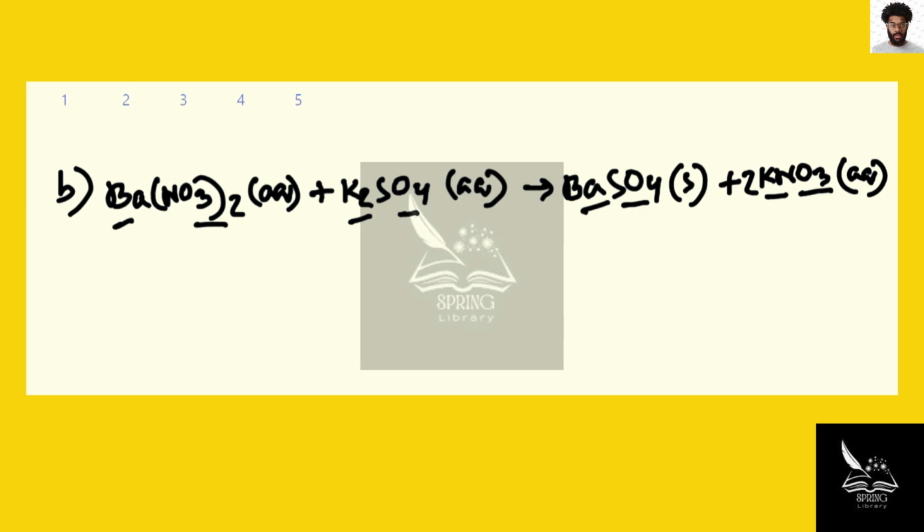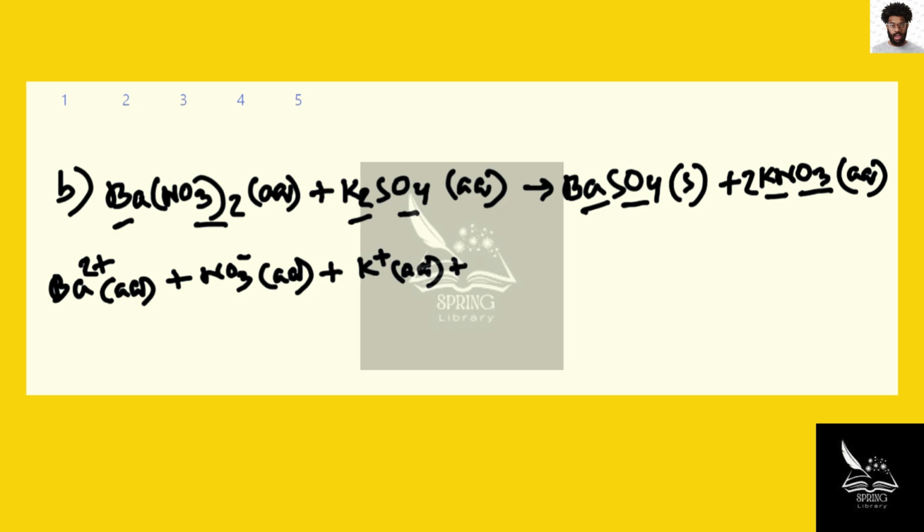Now we have to write the total ionic equation. So barium nitrate will be dissolved as barium ion plus nitrate ion, and then potassium sulfate will be as potassium ion and sulfate ion.